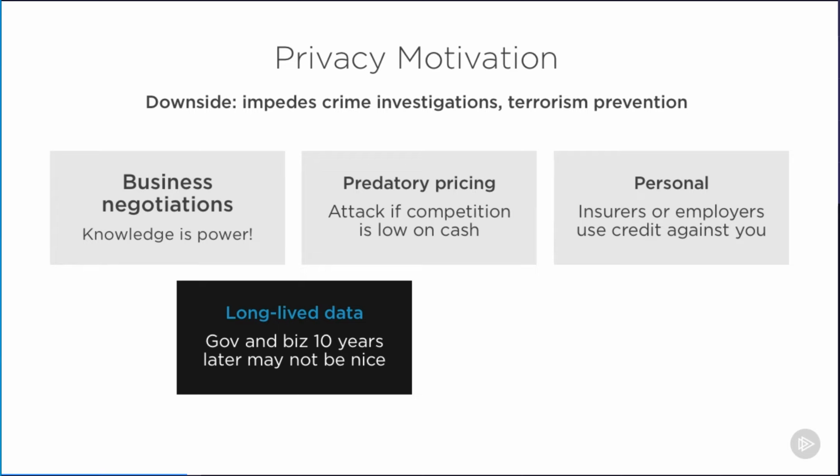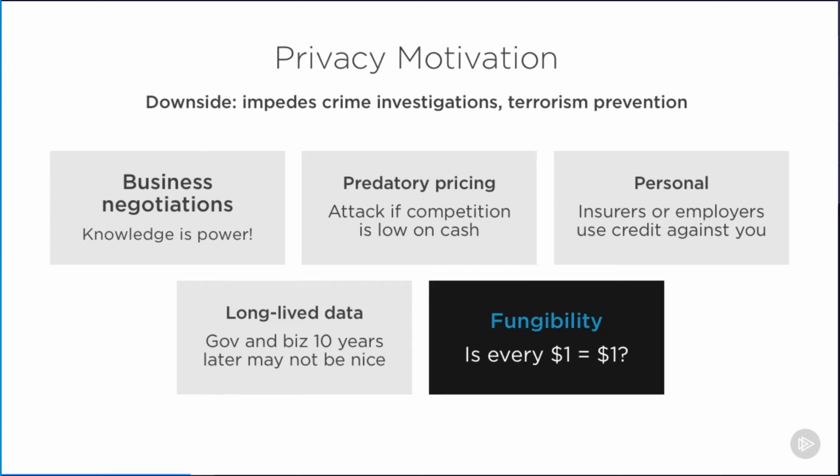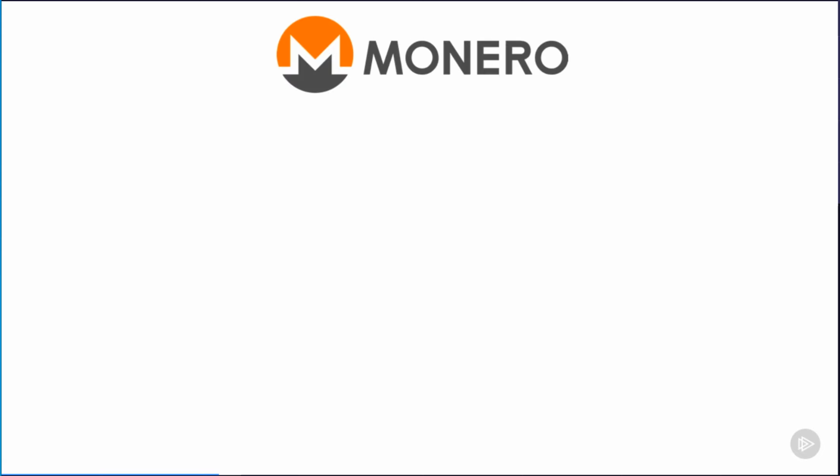Many also worry that fully traceable transactions pose a threat to the fungibility of a currency, or the idea that every Bitcoin is equal to another. If a particular address becomes marked as having been involved in a crime, others may not accept coins linked to that address. With that preface, let's look at a new cryptocurrency that promises major improvements to privacy, Monero.